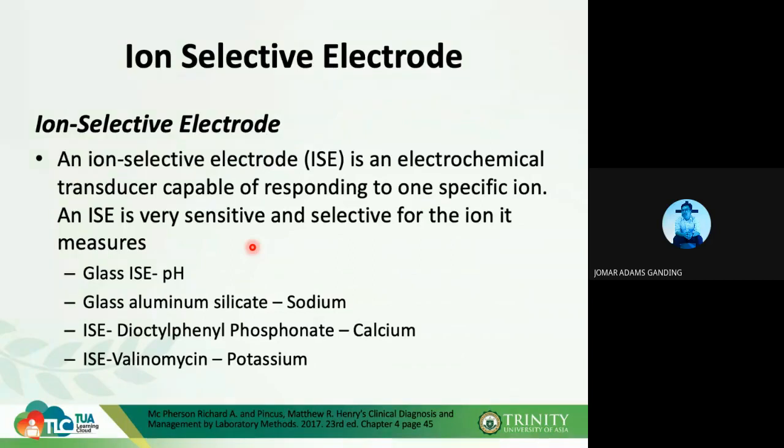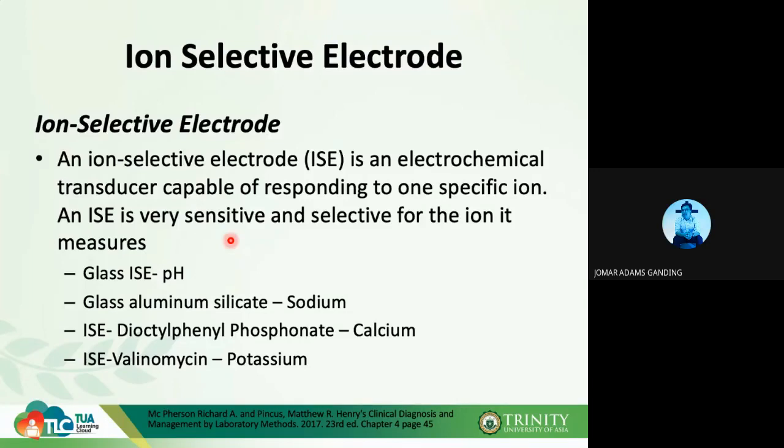Ion selective electrodes are electrochemical transducers capable of responding to one specific ion. Yes, one specific ion. So meaning to say, we have one ISE dedicated to your pH, one for your sodium, one for your calcium, and one for your potassium. These ion selective electrodes are very sensitive and selective to the ion that they are measuring. They only measure what they are made to measure. They are not flexible enough to adapt to whatever is given; whatever the first instruction was, that is it.